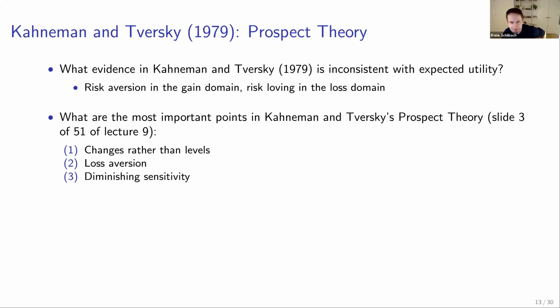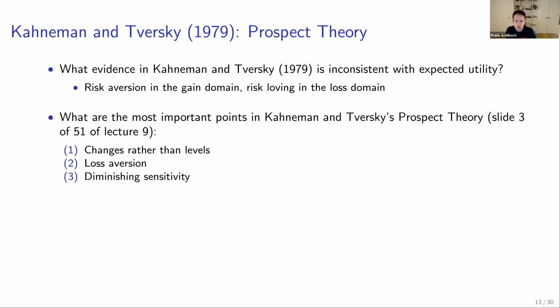Next, we discussed Kahneman and Tversky's 1979 prospect theory. This is a seminal paper, and if you remember just a few papers from this class, this is one of the papers that you should really know about. So what evidence in Kahneman and Tversky is inconsistent with expected utility? There are several things in there, but we discussed mostly one feature, which is risk aversion in the gain domain and risk lovingness in the loss domain.